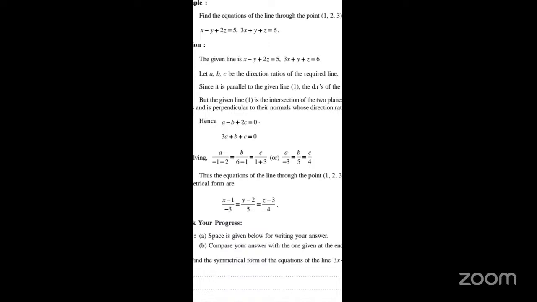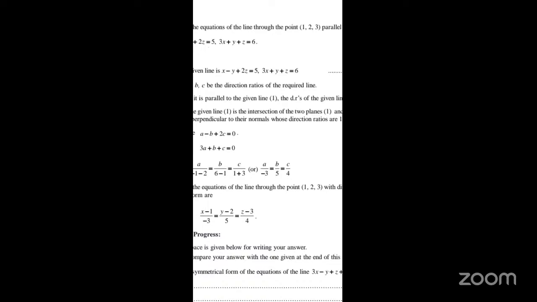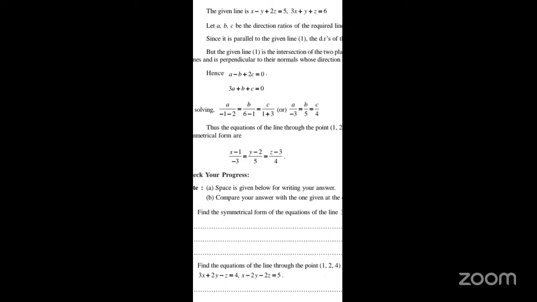Okay, and the first point is given, the point is (1, 2, 3). To write the symmetrical form: (x minus 1) by minus 3, (y minus 2) by 5, and (z minus 3) by 4. That is the symmetrical form. The point is given, and the line is parallel to the given line equation. Okay, that's enough. Now these problems are also practiced here.